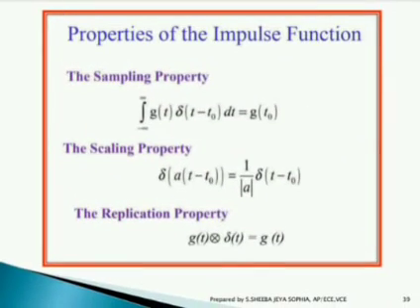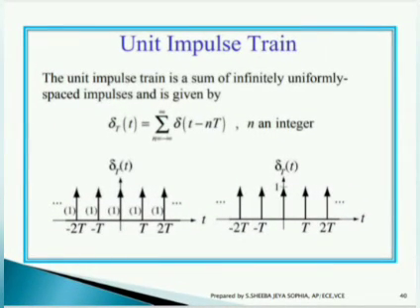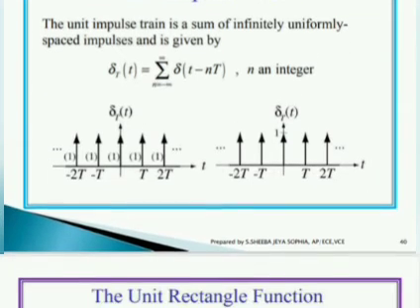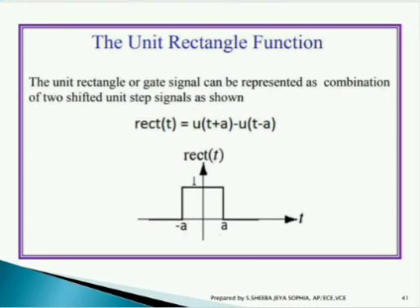There are also some major properties of the impulse function, like sampling property, scaling property, and replication property. And also a train of impulse functions can be generated when we are implementing this impulse in real-time communication systems and so on. Moving to the unit rectangle function, this is represented as a combination of two shifted unit step signals, that is rectangle of t is equal to u of t plus a minus u of t minus a.